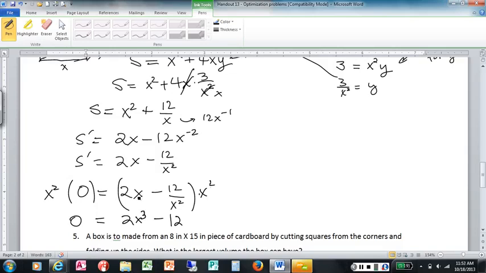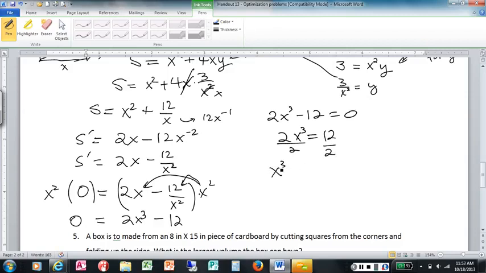Because x squared times 2x will be 2x cubed, then x squared times minus 12 over x squared. The x squareds cancel out, so it's just minus 12. So I have 2x cubed minus 12 equals 0. Add 12 and divide by 2. So x cubed is 6. So what is x? Real number wise, x would be cube root of 6.